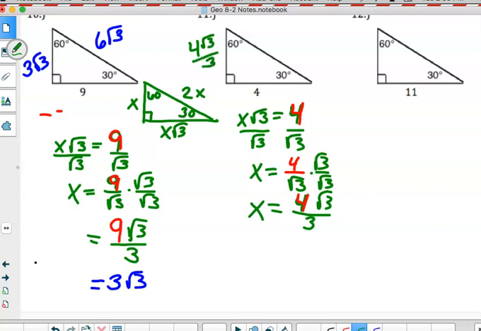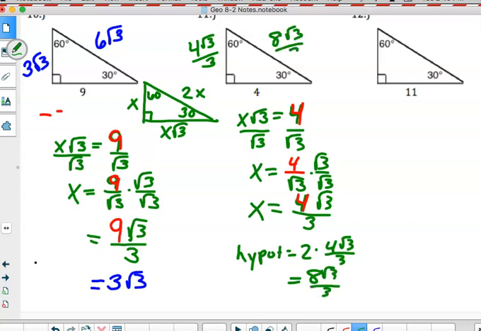And once I do that, I can now multiply that value by 2 to get my hypotenuse. So to get the hypotenuse, I take 2 times my short leg, 4 the square root of 3 over 3, and that's where 8 the square root of 3 over 3 comes from. Now, it's your turn. You've seen 2 examples. It is now your turn to do 12.